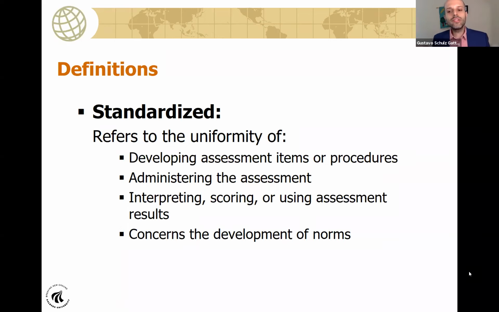And also, the third meaning is related with the development of norms. Norm is a statistical concept in psychometrics representing the aggregate responses of a standardized and representative group.